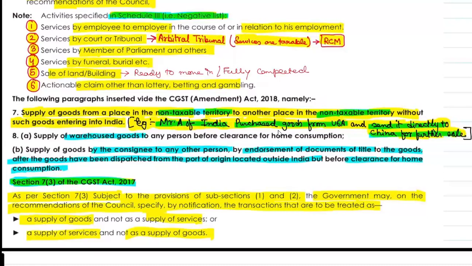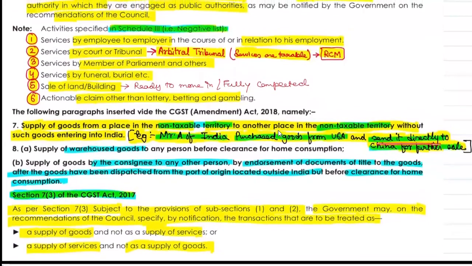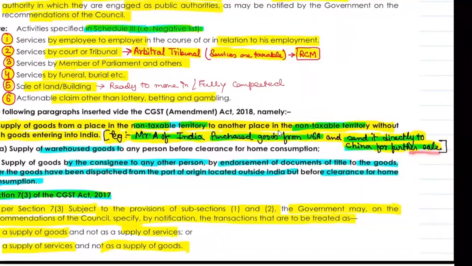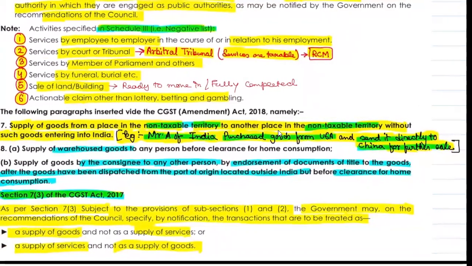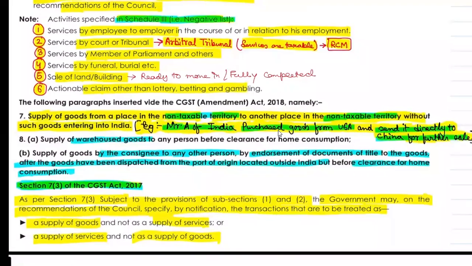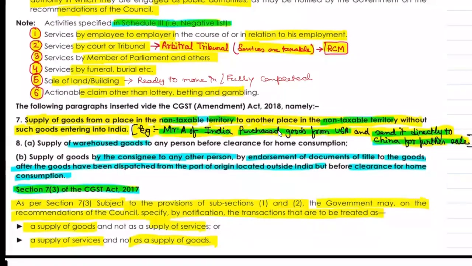I'm assuming you have got it, so I'm moving ahead. So for example, Mr. E of India purchased goods from USA and sent it directly to China for further sale. In our example, it was Sri Lanka. Last time I might have taken China, but now I have boycotted China, so I'll not use China in the example. Correct. Now this is clear.